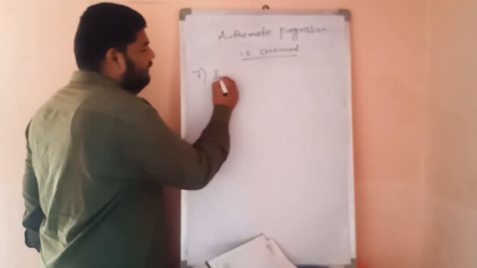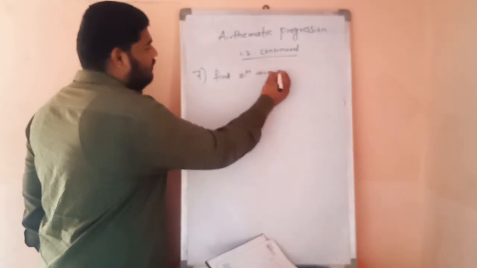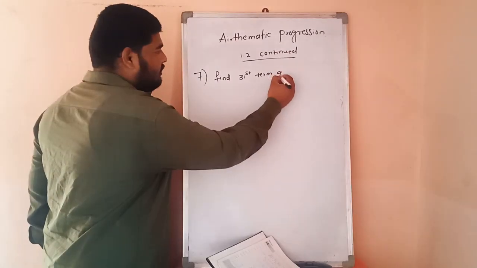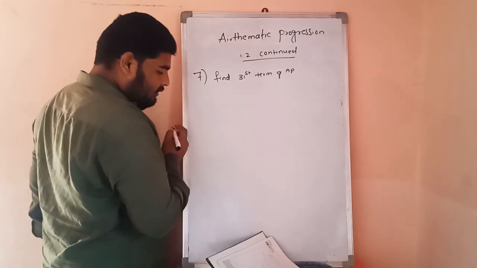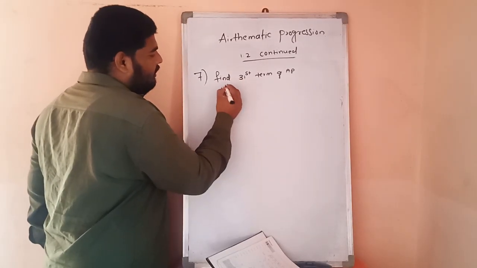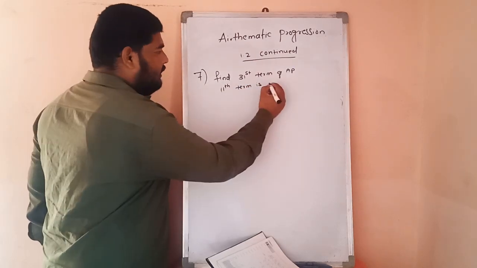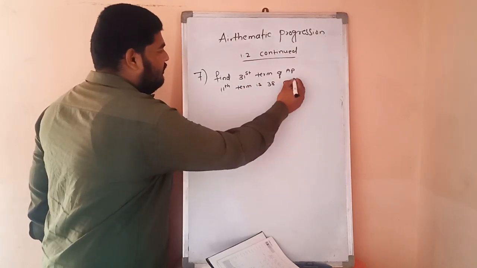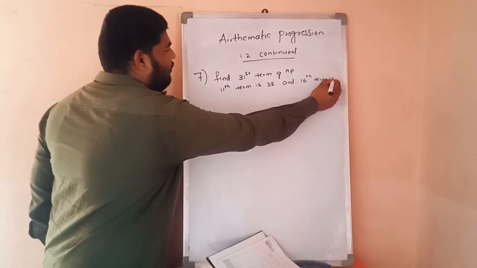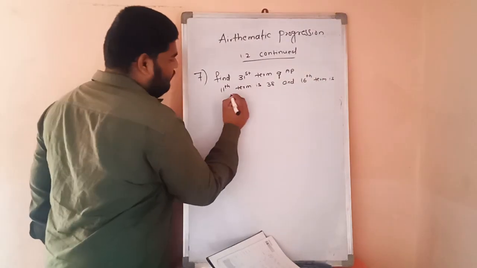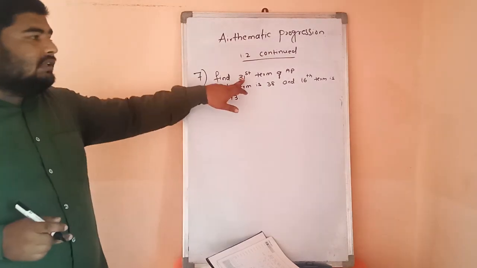7th question: find the 31st term of the arithmetic progression whose 11th term is 38 and 16th term is how much? 73. So what it is telling is that we have to find the 31st term.